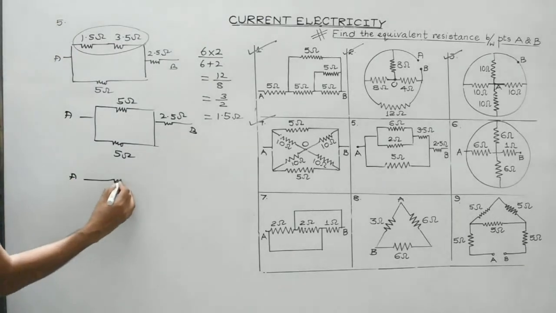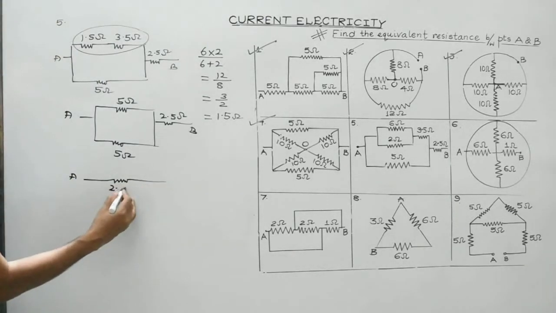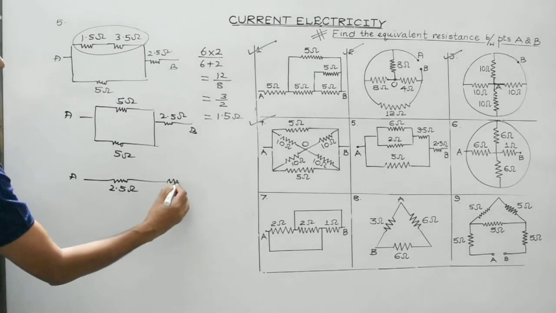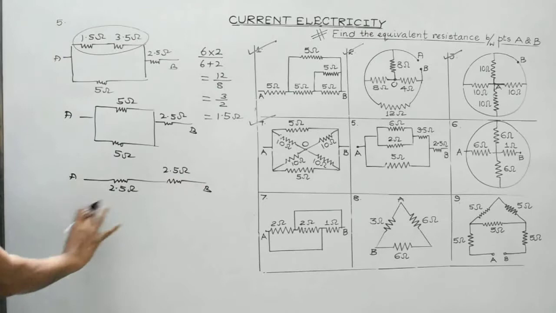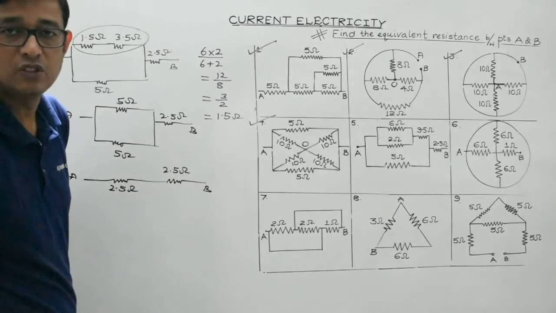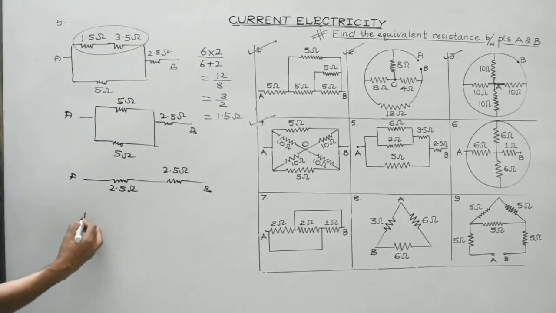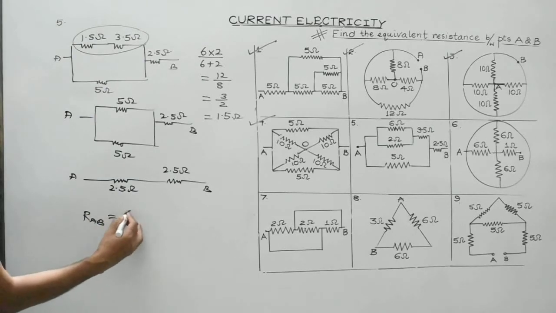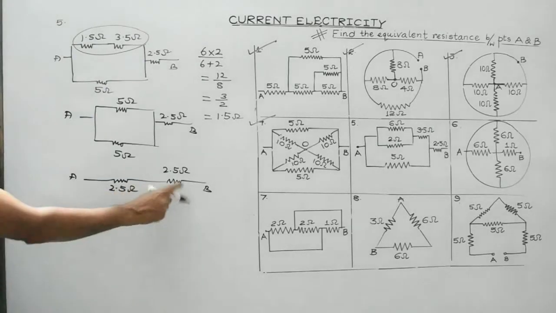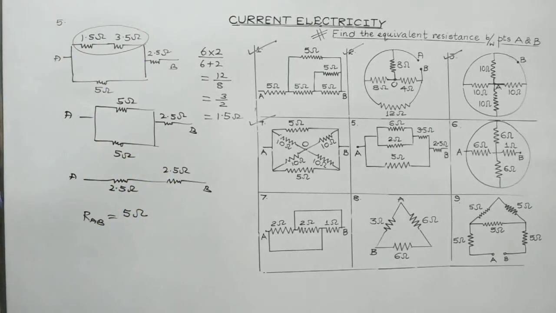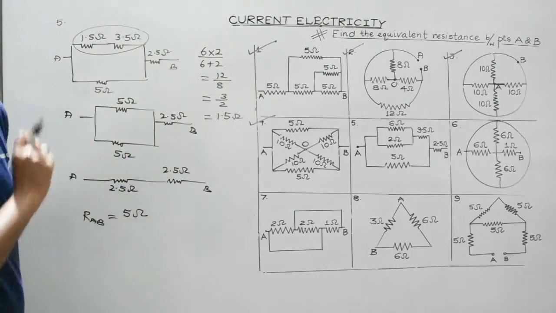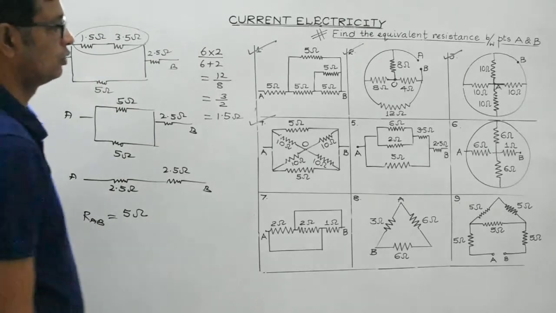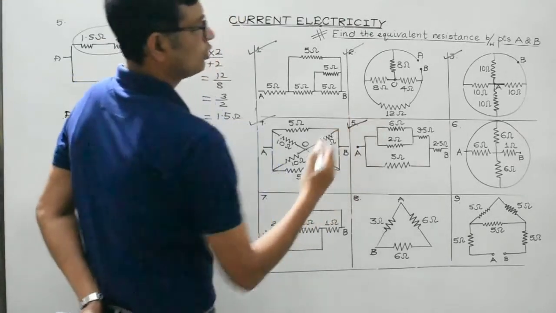Therefore, the circuit can be redrawn in this particular manner. 2.5 ohm, and here this is 2.5 ohm. So eventually, last step, these two are connected in series, no doubt about it. Therefore, the equivalent resistance would be 5 ohm. 2.5 plus 2.5, that is 5 ohm. Right? So again, this is based on the same way as we have done the previous 4 questions. So, 5th question is also done.